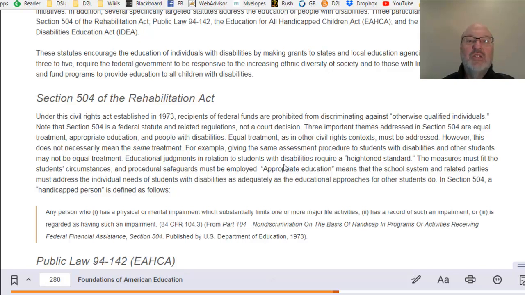Educational judgments in relation to students with disabilities require heightened standard. The measure must lift the student's circumstances. Procedural safeguards must be employed. Appropriate education means that school system and related parties must address the individual needs with disabilities. Okay.